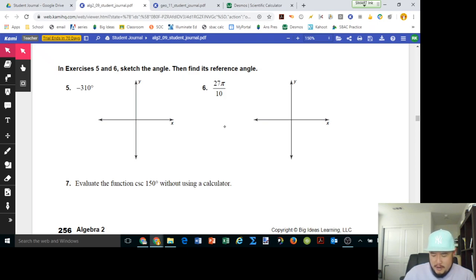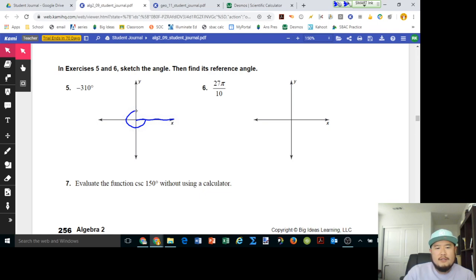So negative 310. Now remember, if we're going negative, we actually go clockwise from our initial side. So our initial side is right here, always. And let's go clockwise this time. We're going to go from here to here. That's negative 90. We have negative 180. The next quadrant adds up to negative 270. And then we have to figure out, well, where is 310?